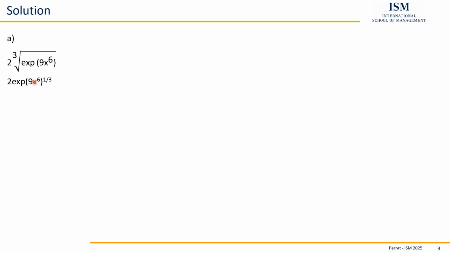And well, if I pull the 1/3 into the exponential function, this one and the 9 will interact, and I can shorten it to 3. So this shortens to 2 times the exponential function of 3 times x to the power of 6. And well, what else could I do? Well, I could pull the 3 out, or the x to the power of 6 out, but it will not really simplify the matter in any sensible way. So this is the shortest way to make this expression at least a little bit simpler. Well, this concludes the first part, A.